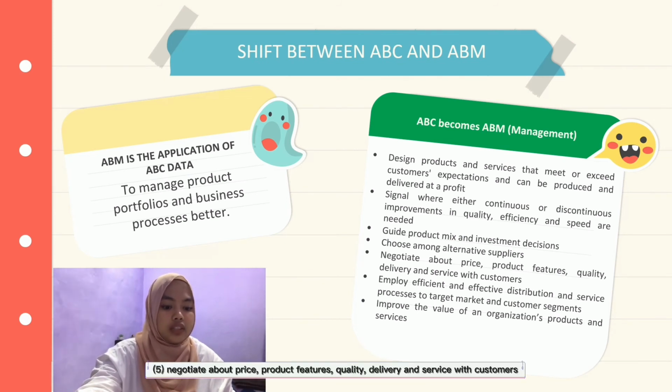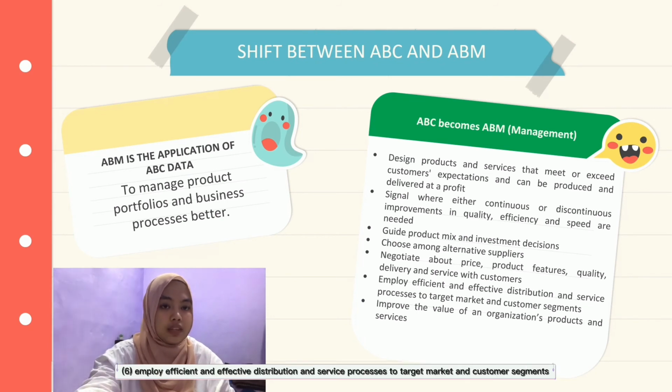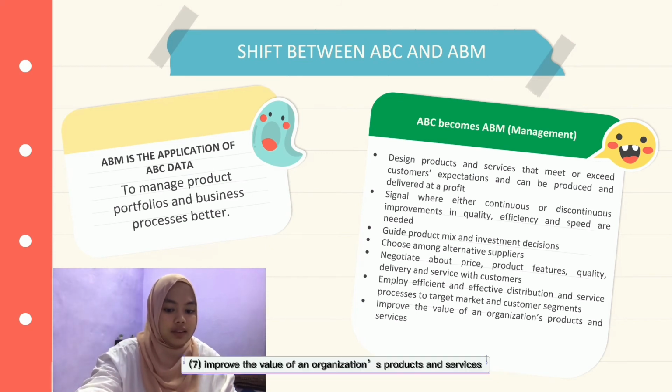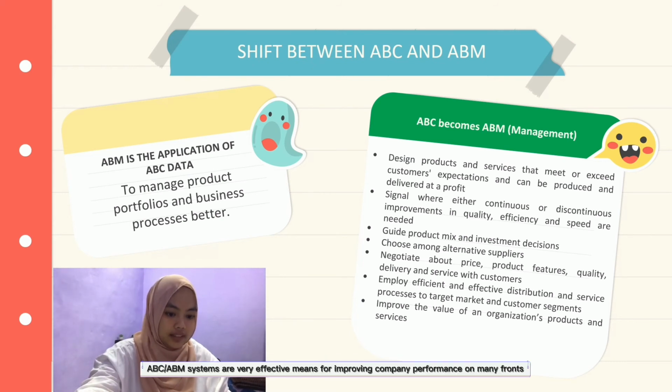Fifth, negotiate about price, product, features, quality, delivery, and service with customer. Sixth, employ efficient and effective distribution and service processes to target market and customer segments. Seventh, improve the value of an organization's product and service.